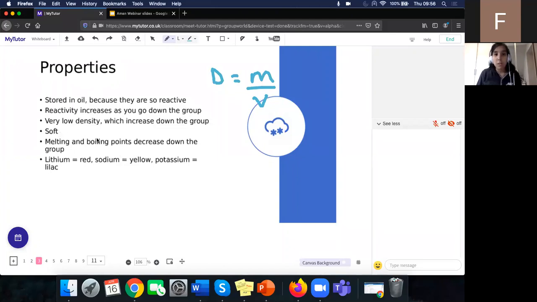The melting and boiling points decrease down the group, and they are soft. So if you've done experiments with these metals at school, you'll know that you can actually cut these metals, which isn't a usual property of metals. So you'll remember last week we covered the metals, and we said that most of them are hard because of their giant metallic structures, and that is the case. But the alkali metals are special in that they are soft, and the reason for that is to do with their metallic bonding, and it's also why their melting and boiling points decrease down the group.